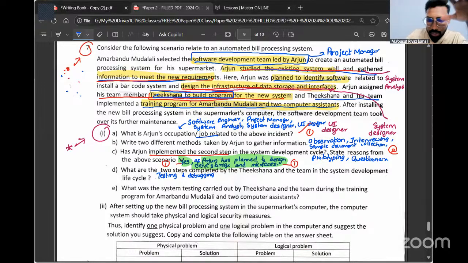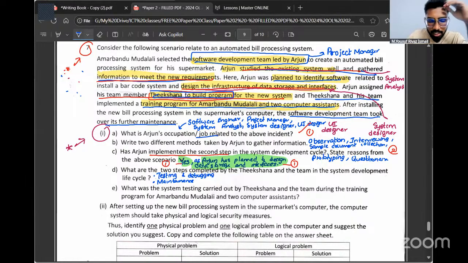Then after that, they have mentioned after installing the new system in supermarket, the software development team took over its further maintenance. So that's the last phase, maintenance phase. Is also correct. Okay.